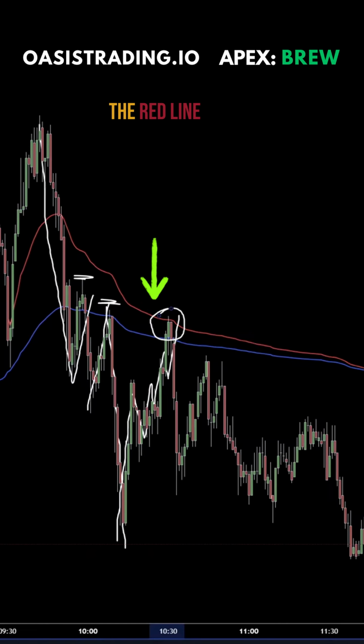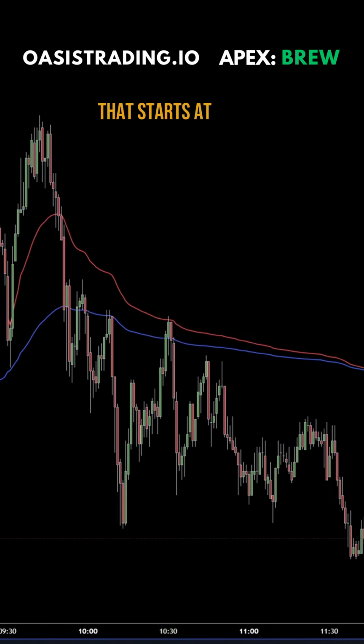By the way, the red line on my chart is the VWAP that starts at 9:30 in the morning. The blue line on my chart is the VWAP that starts at 6 p.m. Eastern the prior day. I call the one that starts at 9:30 the cash VWAP or the daily VWAP. The one that starts at 6 p.m. Eastern the prior day is the session VWAP.